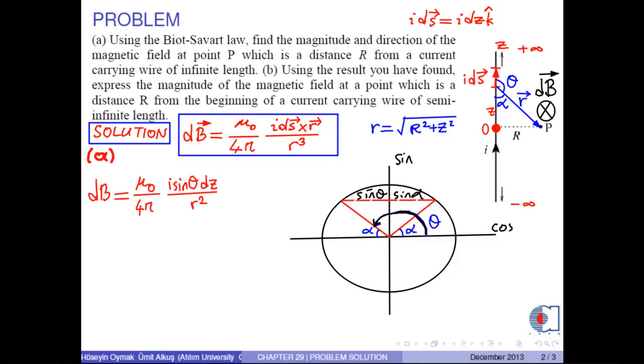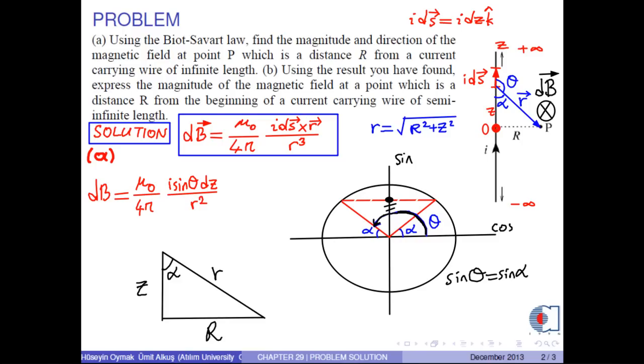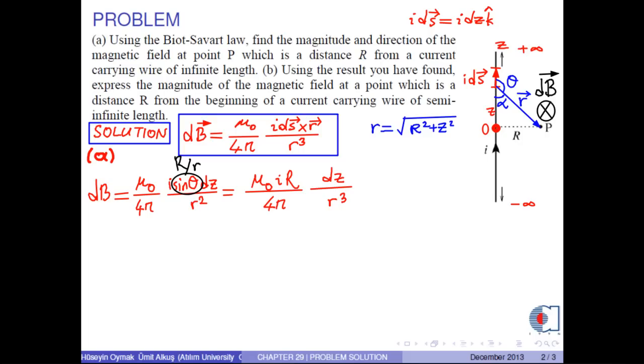If we draw a unit circle, we see that sine theta equals sine alpha. In the right triangle formed, sine alpha is capital R over r. So, sine theta is capital R over r. Finally, dB is obtained as mu0 times I times capital R over 4 pi times dz over r cubed. Here, r is the square root of capital R squared plus z squared. Thus, we write mu0 times I times R over 4 pi times dz over (z squared plus R squared) to the power 3 over 2.